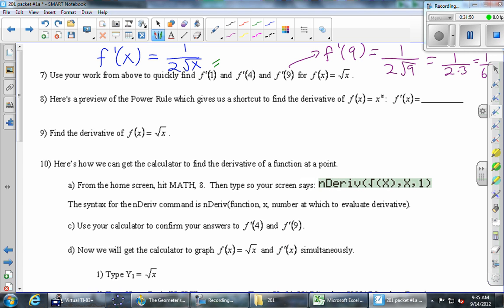What is f prime of 1? 1/2. What is f prime of 4? 1/4. And these are really, really precise points that we were attempting to plot before.